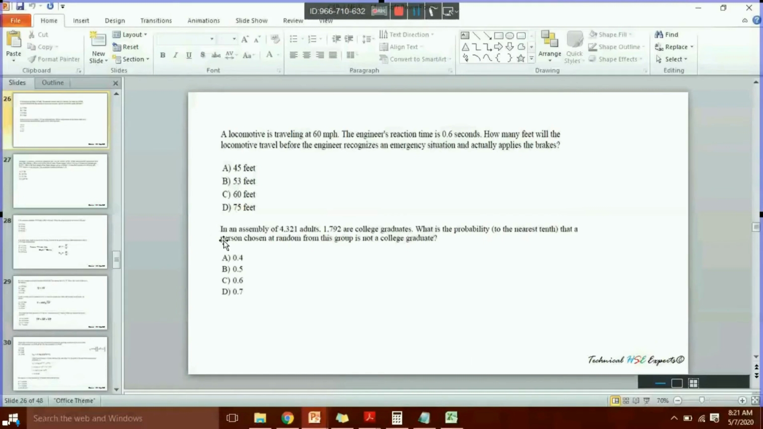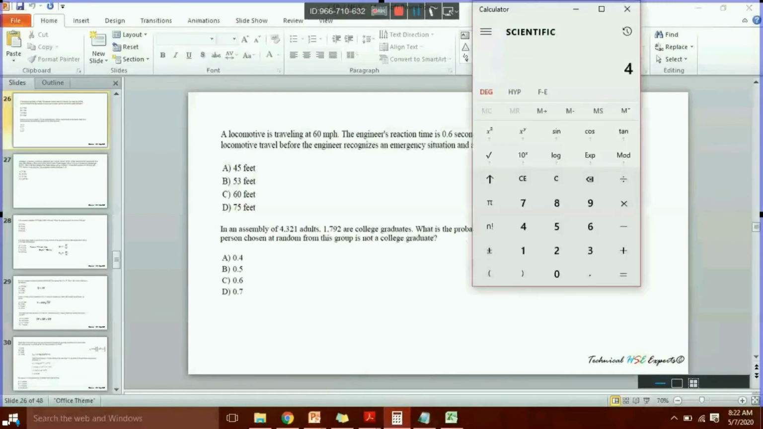So see the second question. In an assembly of 4,321 adults, 1,792 are college graduates. What is the probability that a person chosen at random from this group is not a college graduate? So first we need to identify how many are not college graduates. So 4321 minus 1792 is equal to non-college graduate members. How much is it? 2529.